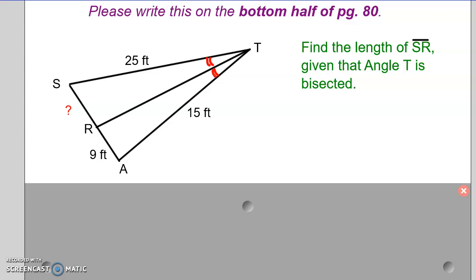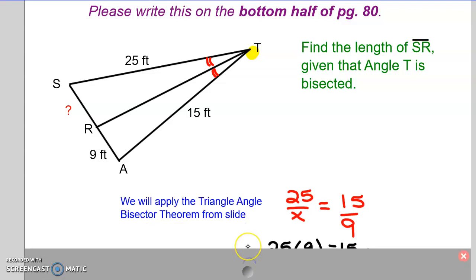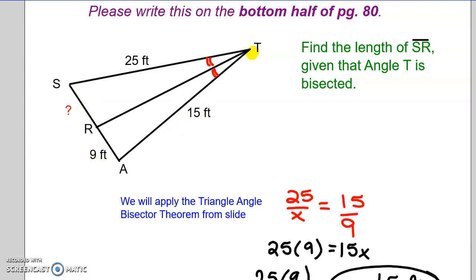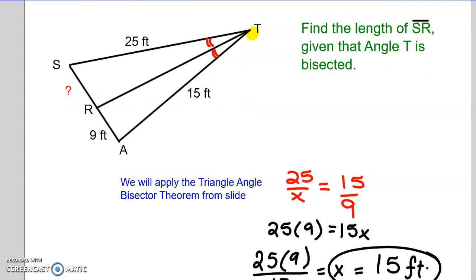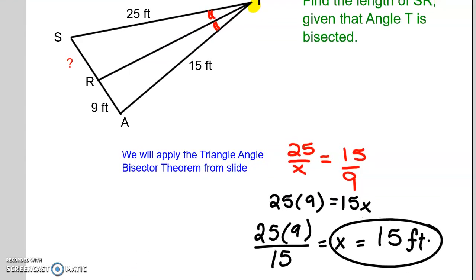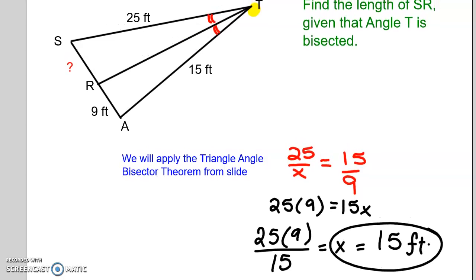So look at what I gave you. Notice angle T is bisected. So for that reason, we're going to apply the angle bisector theorem. And this is how I chose to set up my proportion. 25 over SR, which I'm calling X, is equal to 15 over 9. I moved the camera down a bit so you could see the rest of the work. So here's my proportion and the algebra, and x is simply 15 feet.